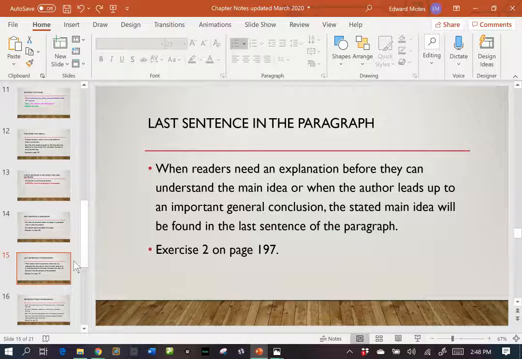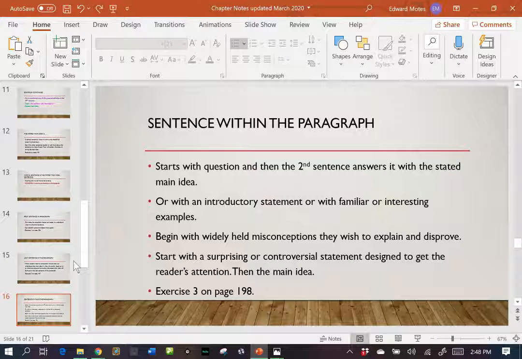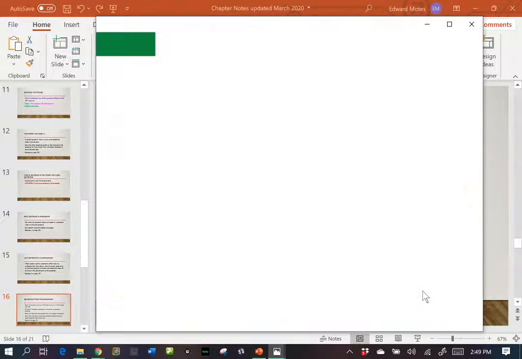So remember, your stated main idea can be the first sentence, the last sentence in the paragraph, and then the sentence within it. So the paragraph might start with a question, and maybe the second or third sentence is the answer, which is the stated main idea. Or there could be an introductory statement with some familiar or interesting examples. Or it could begin with widely held misconceptions that the author wishes to explain and disprove. Or it could start with a surprising or controversial statement designed to get the reader's attention and then the main idea. So let's look at one more example.